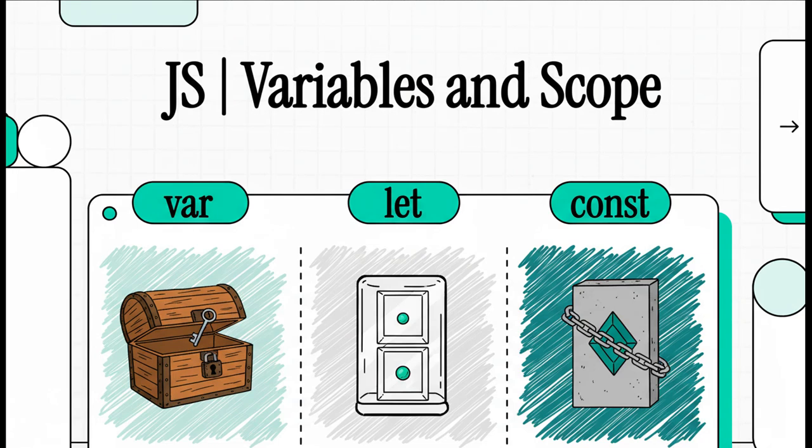Okay, so we've covered what JavaScript is and where it runs. Now it's time to tackle a really fundamental question. How does it actually remember things? You see, every single program needs a way to store and manage information, and in JavaScript, that's where variables come in.